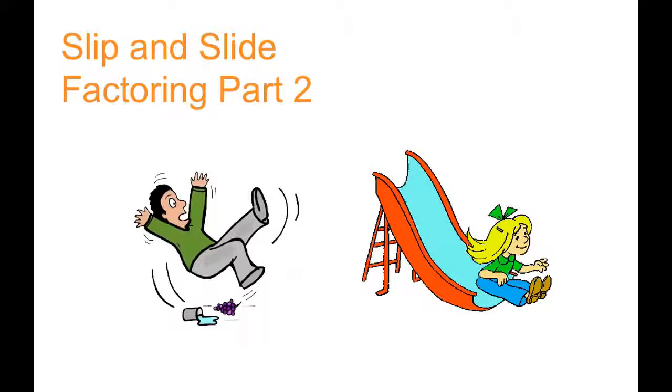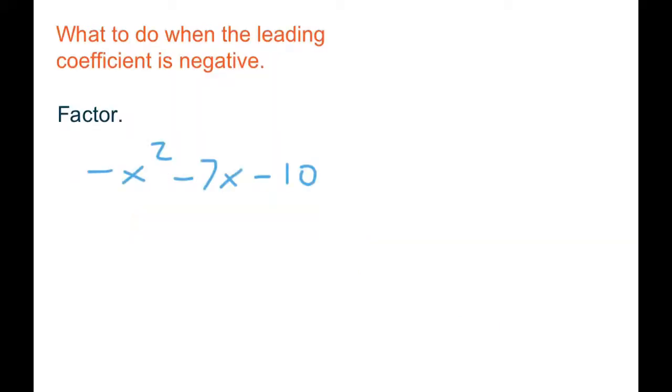This is slip and slide factoring part 2. So we already went through and we looked at part 1. Part 2 is focusing on what do we do when the leading coefficient is negative. So in this example, we have a -1 as our leading coefficient. So I recommend factoring that -1 out of the trinomial. So if I factor a -1 out, I'm left with x squared plus 7x plus 10.